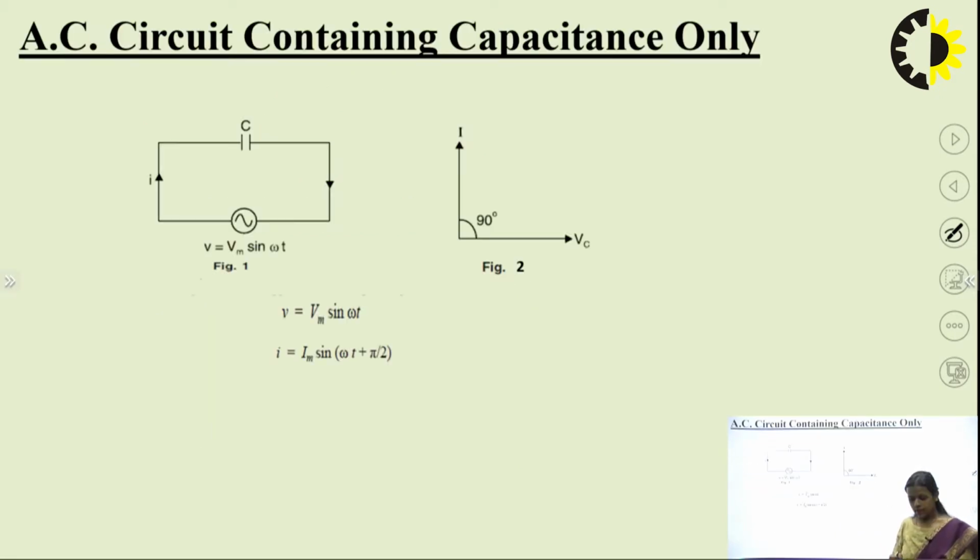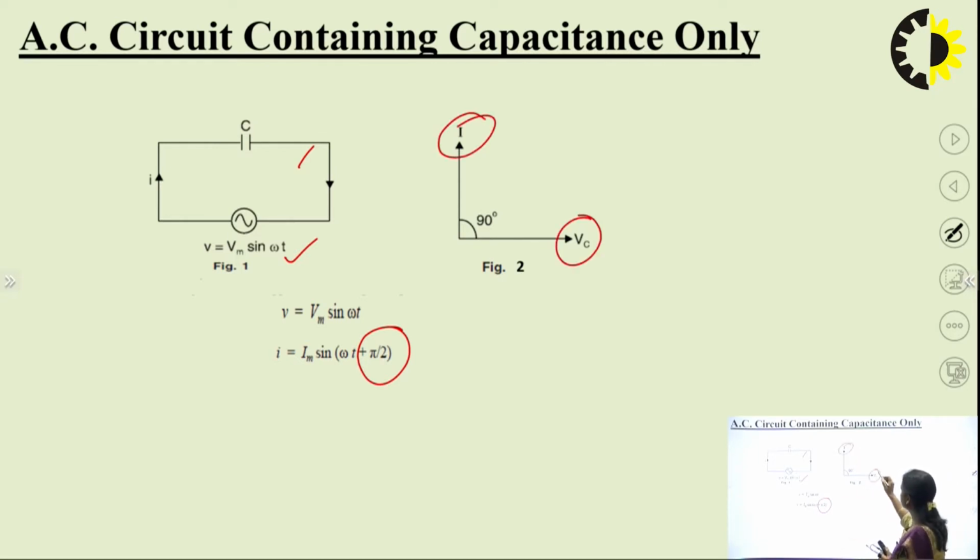Now next is AC circuit containing capacitance only. So if we talk about the circuit containing capacitance only, here the only capacitor is there. The voltage equation is Vm sin omega t, and if you find the value of current, here you can see this is omega t plus pi by 2. So plus pi by 2 means the current is leading the voltage by 90 degree. So now here the current will come and here the voltage will come.